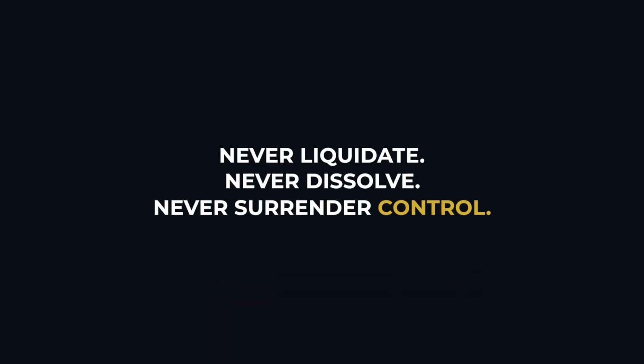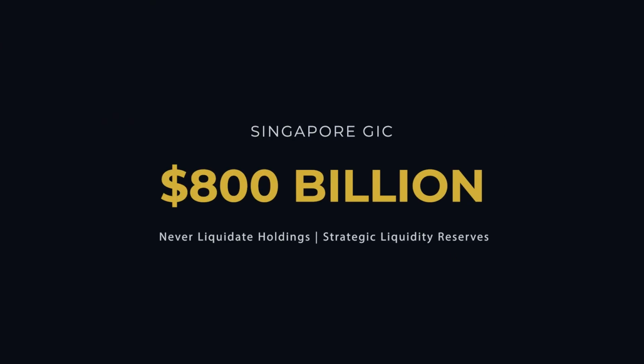Never liquidate, never dissolve, never surrender control. The structure that would protect your deals, 324 years of institutional continuity. The Singapore Government Investment Corporation manages approximately $800 billion. Not speculation, permanent capital architecture. So let's break down exactly how it works.